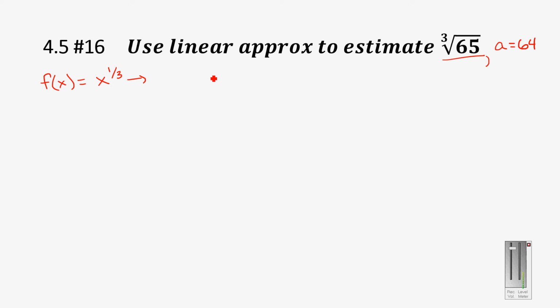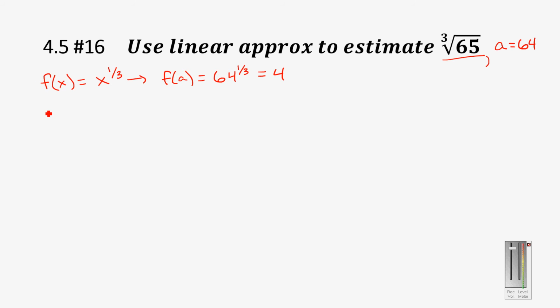Which we do all the time with square roots. We say square root of x is x to the 1/2. We never have an issue with that. Based upon that, I can say that f of a is equal to 64 to the 1/3, which is equal to 4. We just calculated that a few minutes ago.